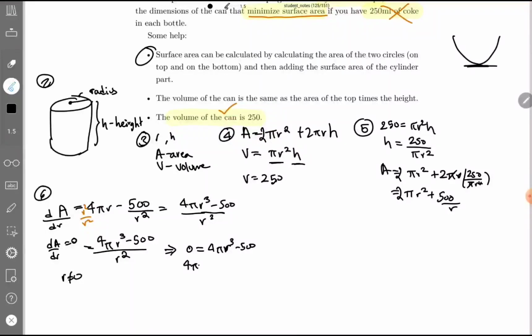And so what we have is it's whenever 4 pi r cubed is equal to 500. In other words, whenever pi r cubed is equal to 500 divided by 4, which is 250 divided by 2, which is 125. So let's do this together: r cubed is equal to 125 divided by pi. I'll bring the pi over as well. 125 is equal to 5 cubed. So r is equal to the cube root of 125 over pi, which is just 5 times the cube root of 1 over pi. So this is a critical point.